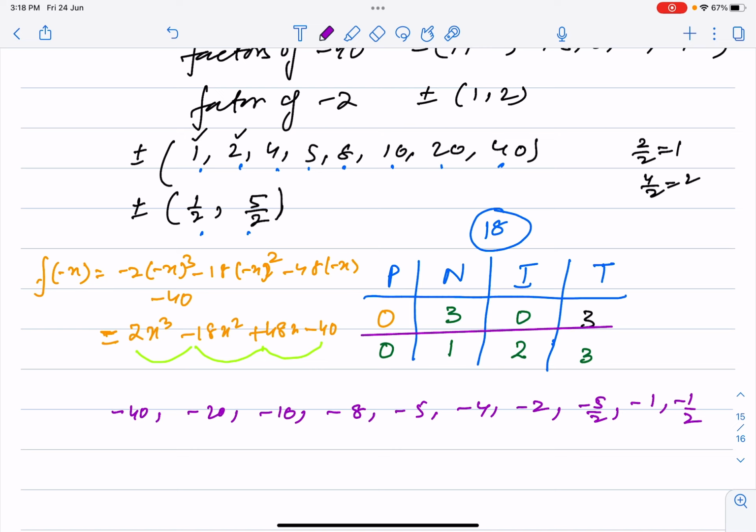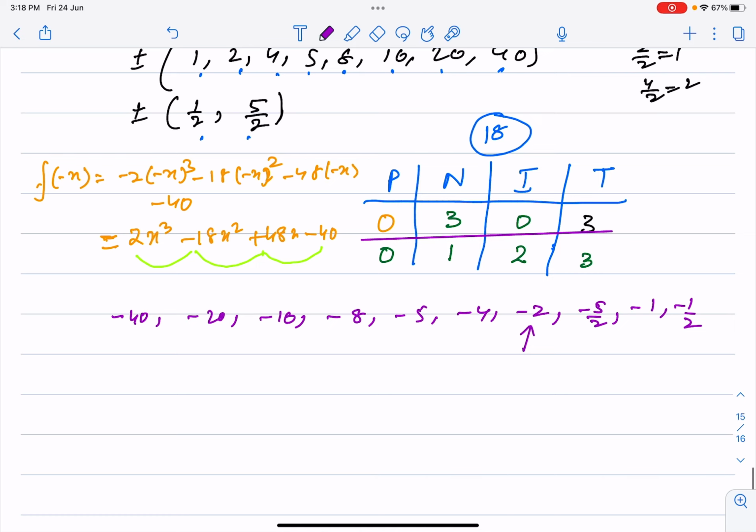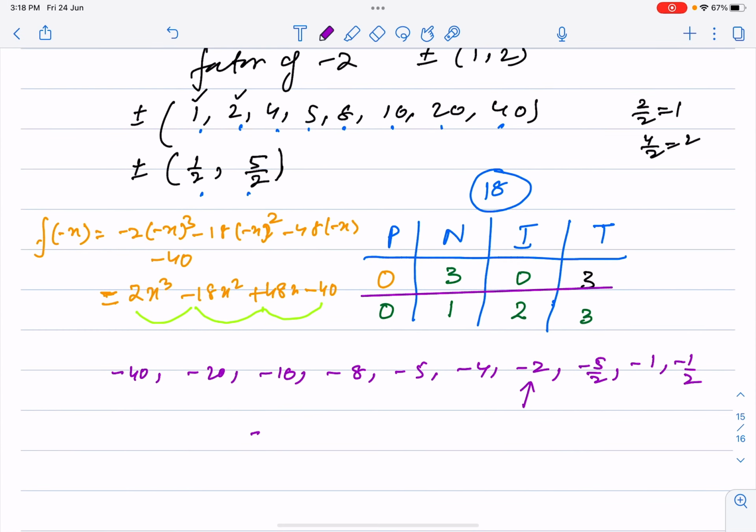Now either we can take arbitrarily, or we can take the middle ones. Suppose I take, let us take minus 2. What happens with minus 2 using synthetic division? So the factors were minus 2.